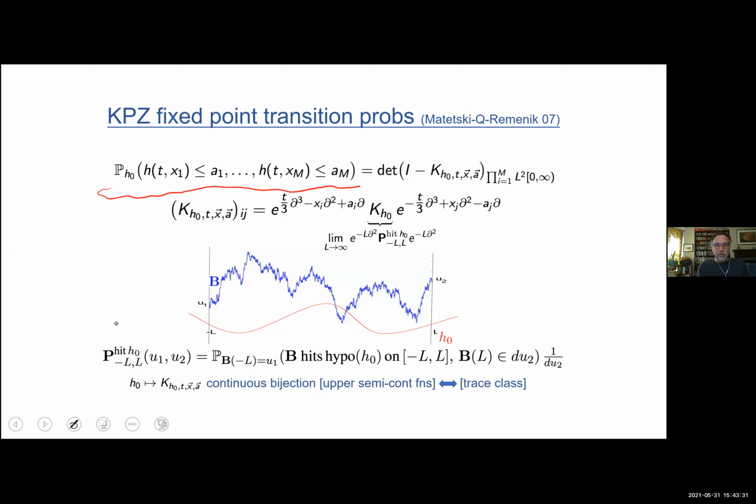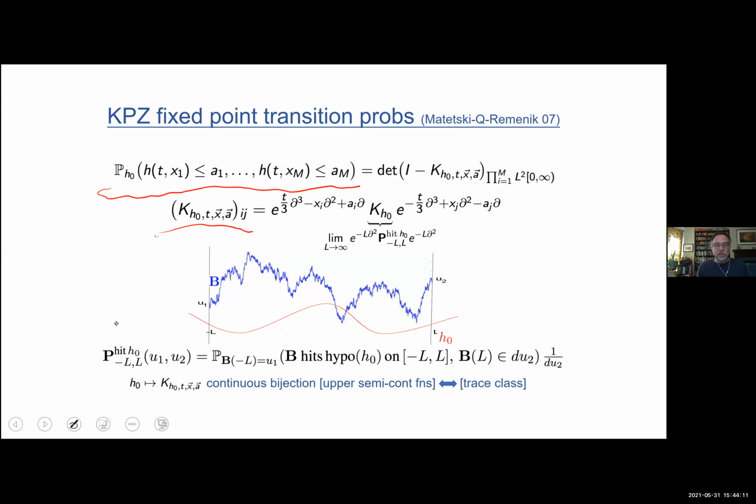So these things are given by a Fredholm determinant on an m-fold product of L2. And what I have to explain to you is the recipe, given the time and the x's and the a's, how to get from the initial data into an operator K, which is the thing which gives you the transition probabilities. That's called the Brownian scattering transform. You can see that this K is an m by m matrix operator.